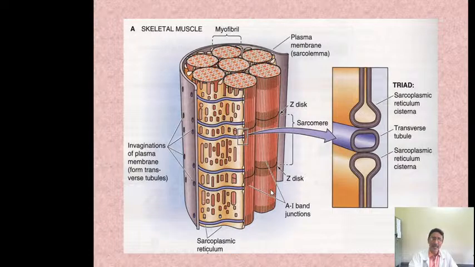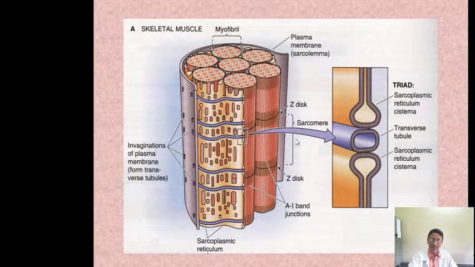You see, this is the A-I band. Here is the A-I band, this is the Z line. The gap between the two Z lines is known as the sarcomere. This is one sarcomere. In every one sarcomere, you will find that there is a triad. Now, what does this triad constitute? See this triad here.